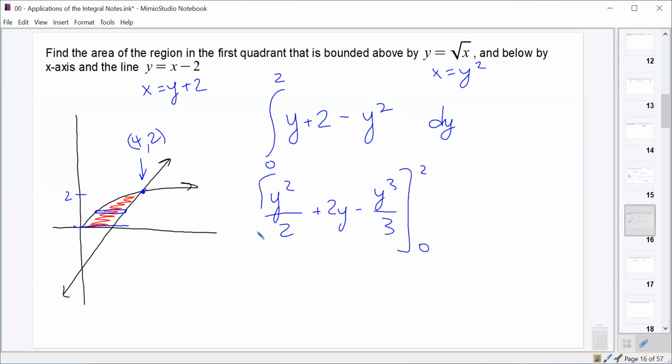We'll evaluate that from 0 to 2, which gives us 2 squared over 2 is 2, and 2 times 2 is 4, and we're going to subtract from that 8/3, and then we plug in 0, that's just a bunch of 0. We end up with 6 minus 8/3. Well, 6 is 18/3, and 18/3 minus 8/3 is just 10/3. And so this is exactly the same answer that we got the last time we did it, but now we can do it in terms of y.